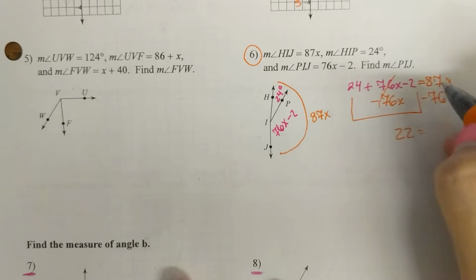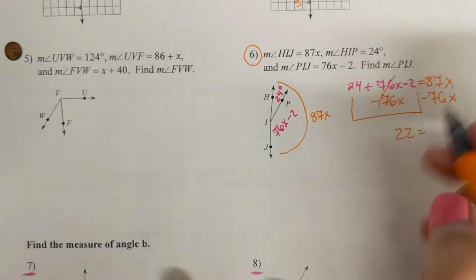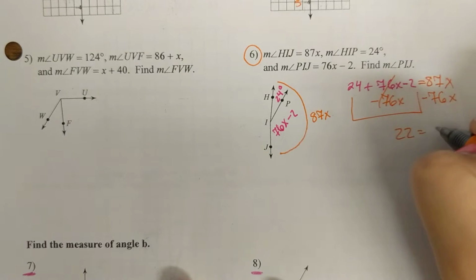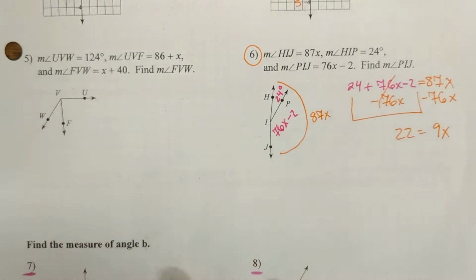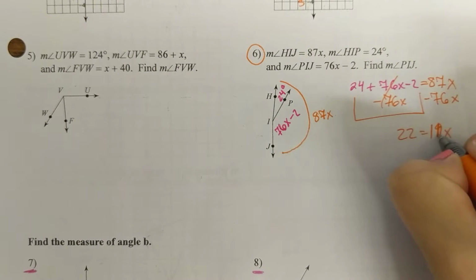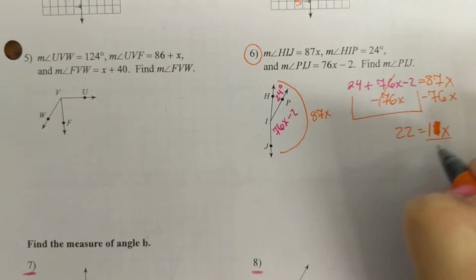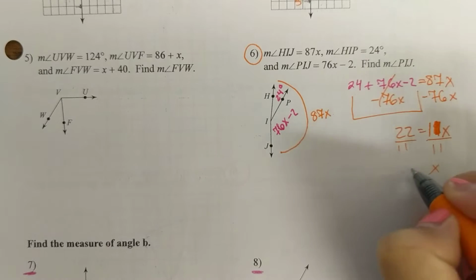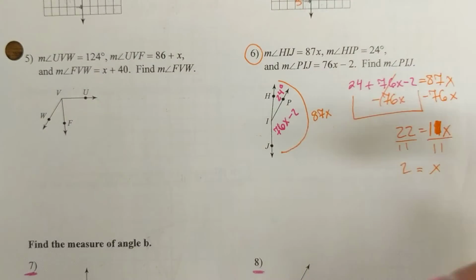So 22 is equal to 9x. Sorry, that should be 11x. So that should be 11x. Can't find my whiteout. Divide both sides by 11. X equals 2. Are we done?